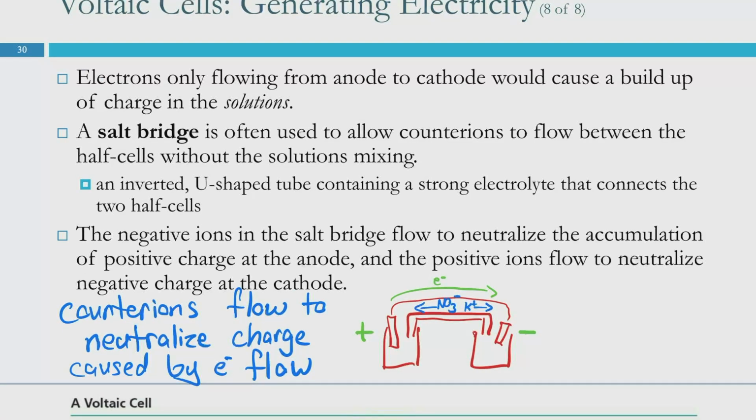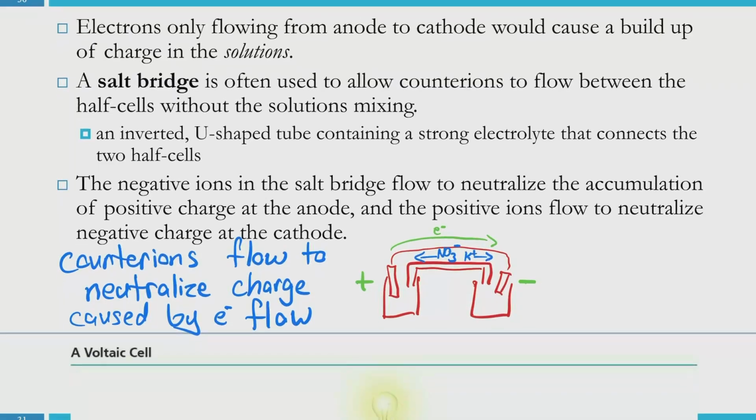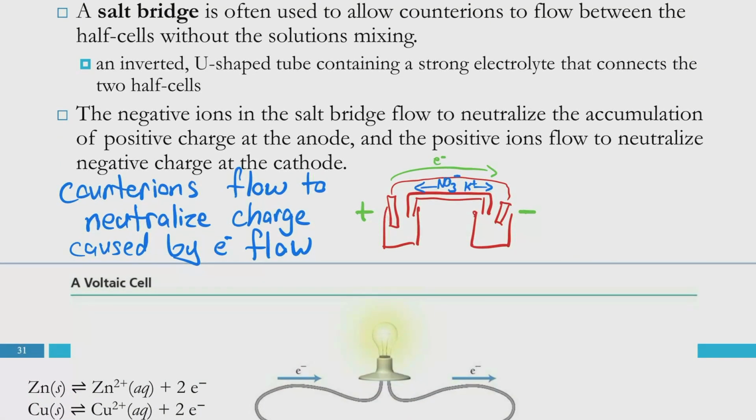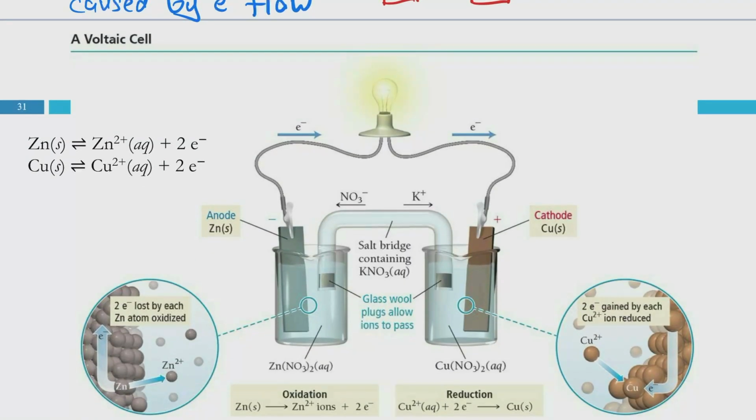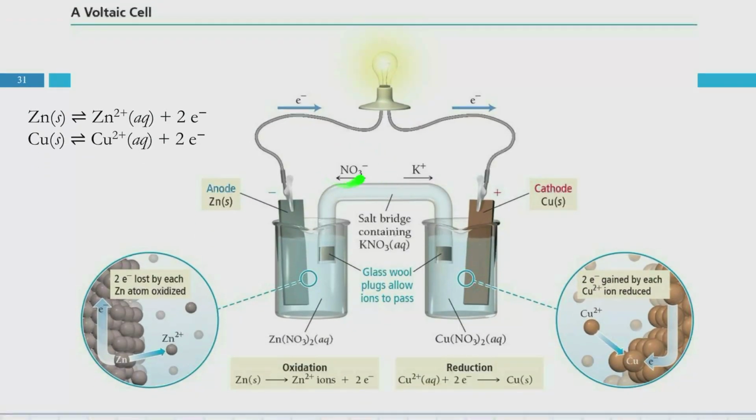There are a lot of parts to a voltaic cell. All right, back to our example of the voltaic cell. So we did get it correct. We have our negatively charged ions flowing to our anode, our positively charged ions flowing to our cathode because of the way that the electrons are flowing first.